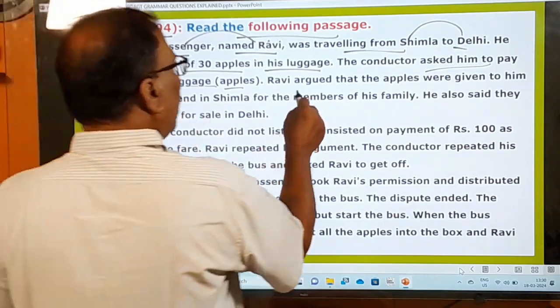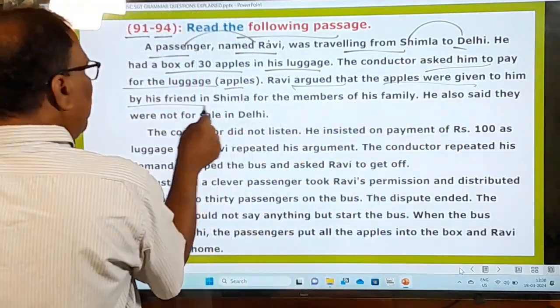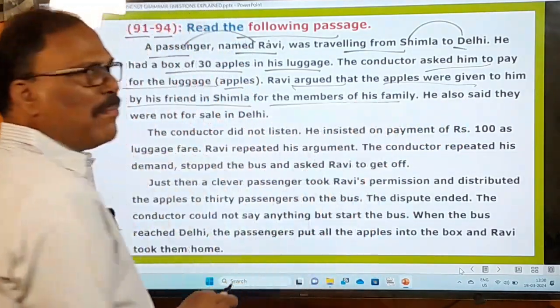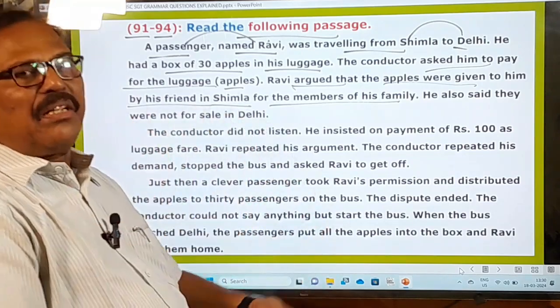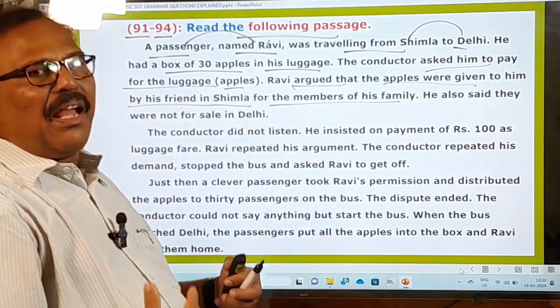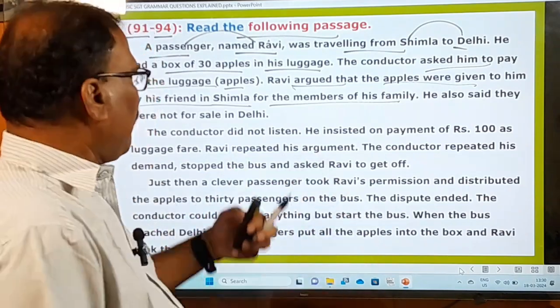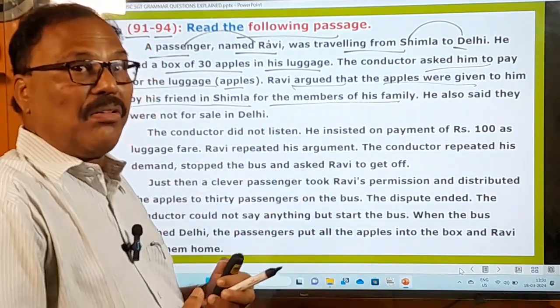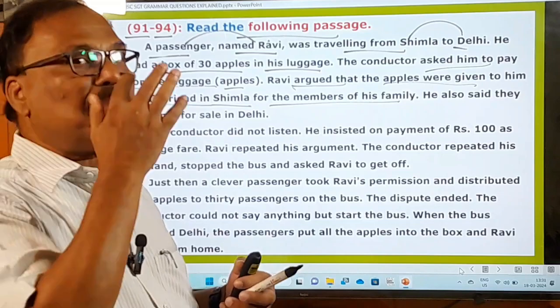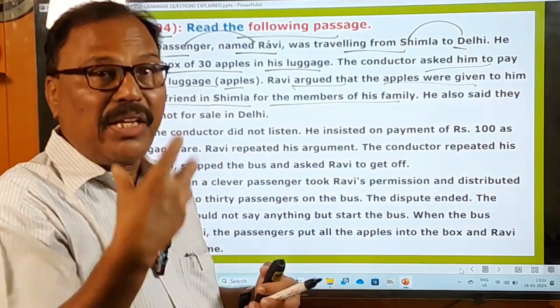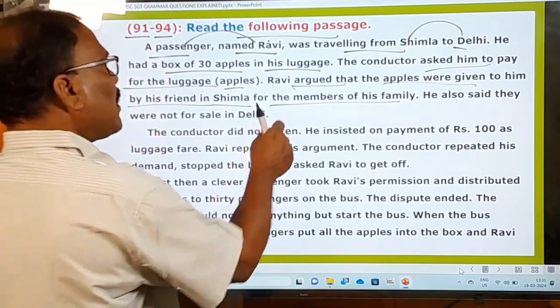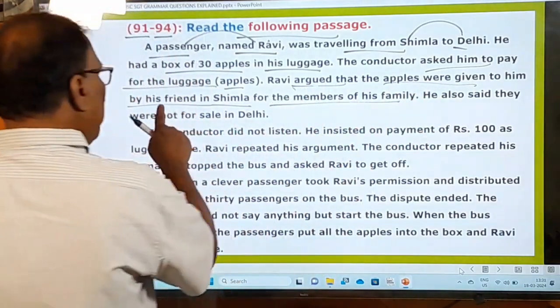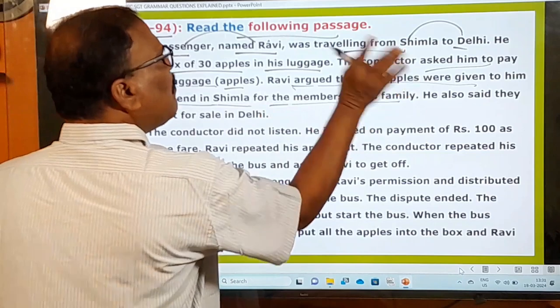And Ravi argued that the apples were given to him by his friend in Shimla for the members of his family. Then Ravi said, "Sir, these apples were just gifted to me. They were given to me by my friend, and I'm taking them for members of the family." In his opinion, he thought that the conductor must be asking him to take the ticket, thinking he was an apple seller. That's why he is giving an explanation that they were given to him by his friend in Shimla for the members of his family.